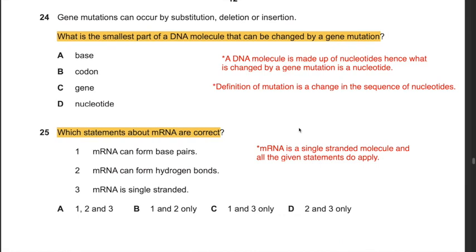Question 24. Gene mutations can occur by substitution, deletion or insertion. What is the smallest part of a DNA molecule that can be changed by a gene mutation? Definition of a mutation, if you recall, is a change in the sequence of nucleotides. And a DNA molecule is made up of nucleotides. Hence, what is changed by a gene mutation is a nucleotide, because mutation is again a change in the sequence of nucleotides. And since the question refers to the smallest part that can be changed by gene mutation, that is nothing but answer D, nucleotide.